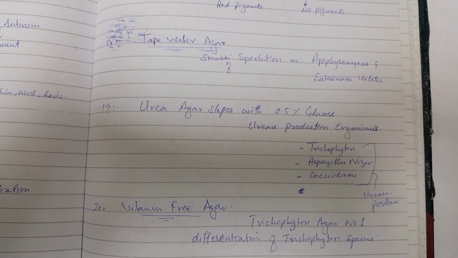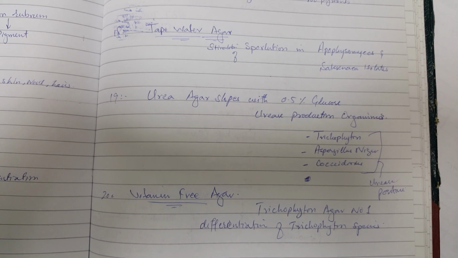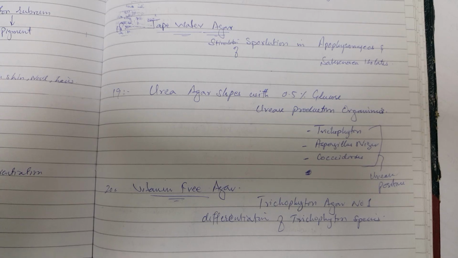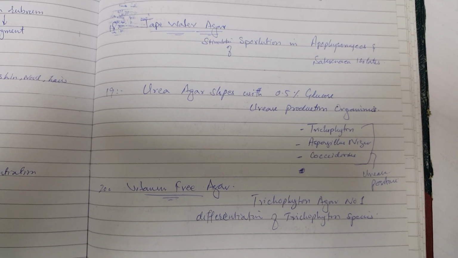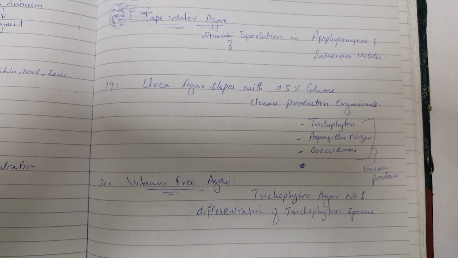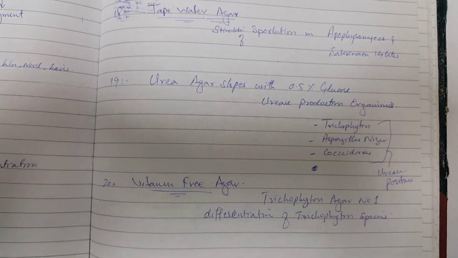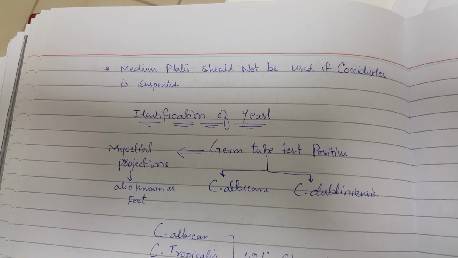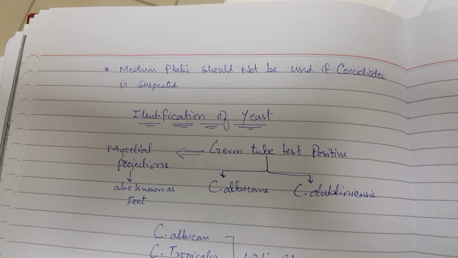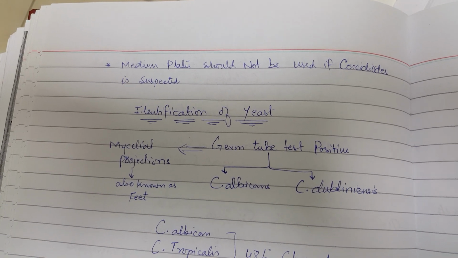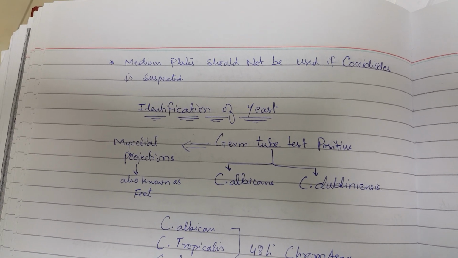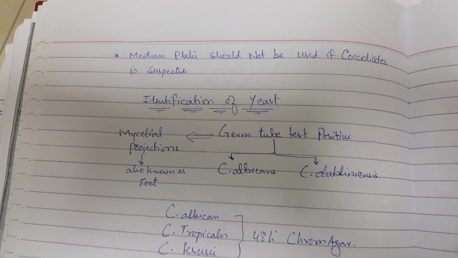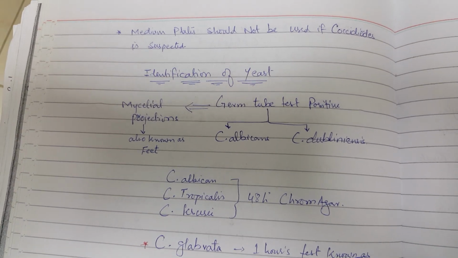Vitamin free agar is used for Trichophyton, also called Trichophyton agar number 1, to differentiate between the Trichophyton species. If Coccidioides is suspected, the culture plating method is not used because it is very dangerous; the organism is very contagious and can be inhaled through aerosol.